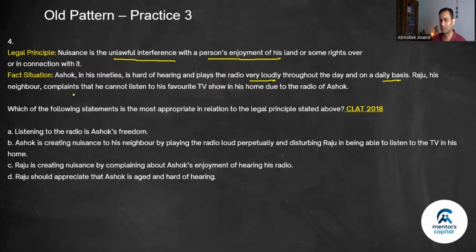Raju, his neighbor, complains that he cannot listen to his favorite TV show in his home due to the radio of Ashok. So, do you think this guy Raju has a right to enjoy his home and the TV which is in his home? Yes, he has the right, which is being violated by Ashok. Listening to radio is Ashok's freedom, yes, but not interfering with the right of his neighbor. That is not his right.